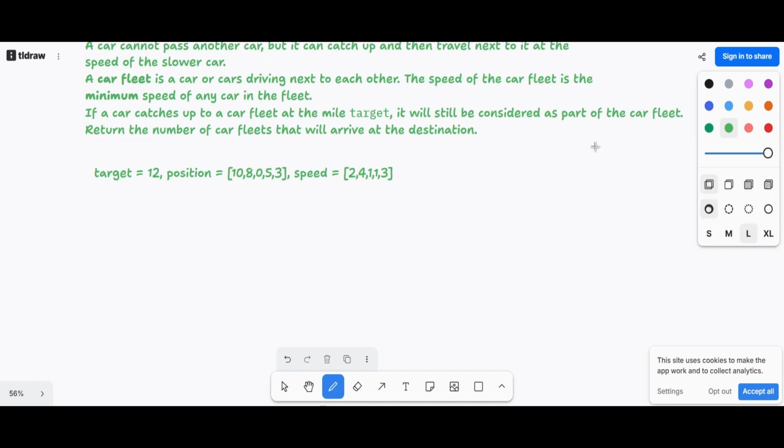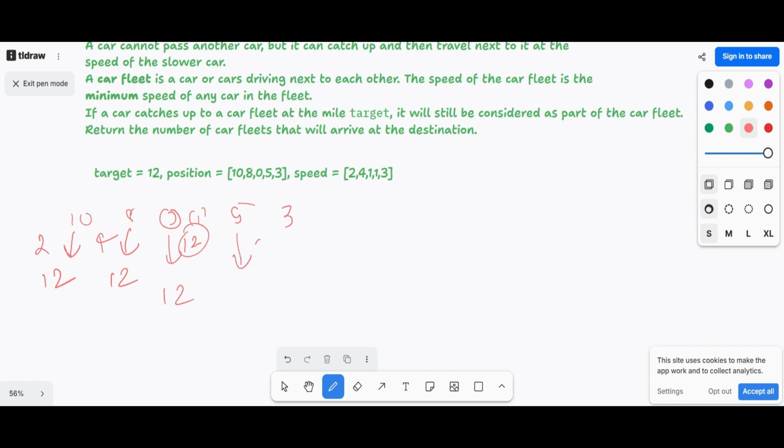So this is the example. The example says that there are five cars, starting from 10, 8, 0, 5, and 3, and they have such speeds. So the first car at 10 will travel at speed 2 and it will reach 12 in 1 hour itself. The car at 8 has speed of 4, so that too will reach 12. The car at 0 will have speed 1, so in 12 hours it will reach 12.